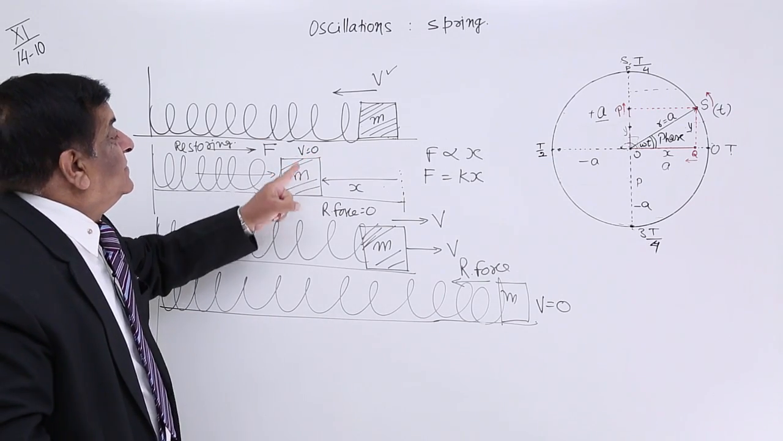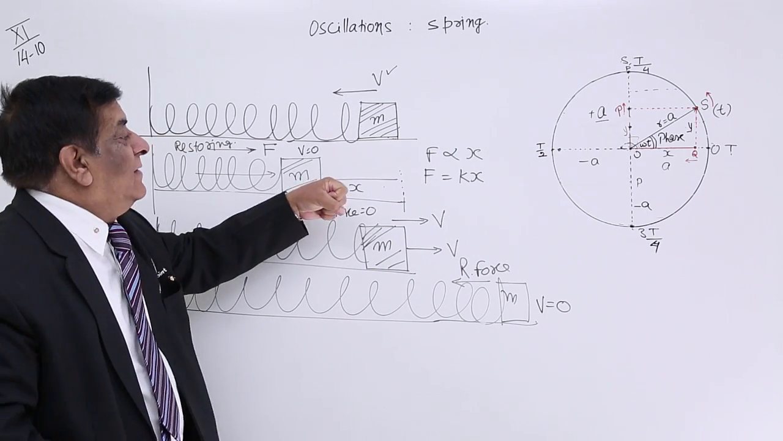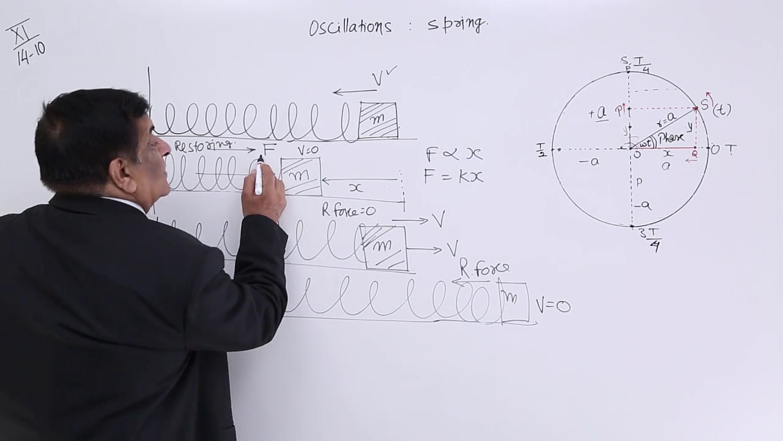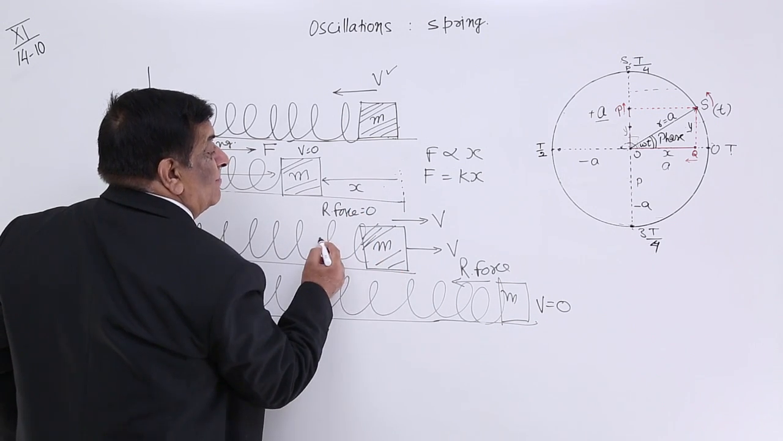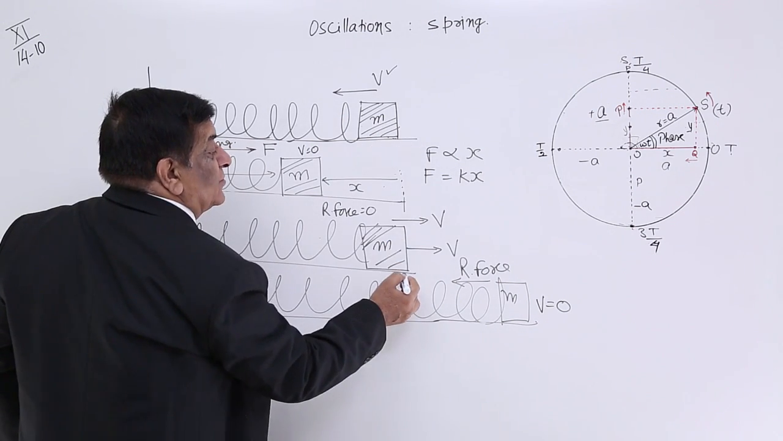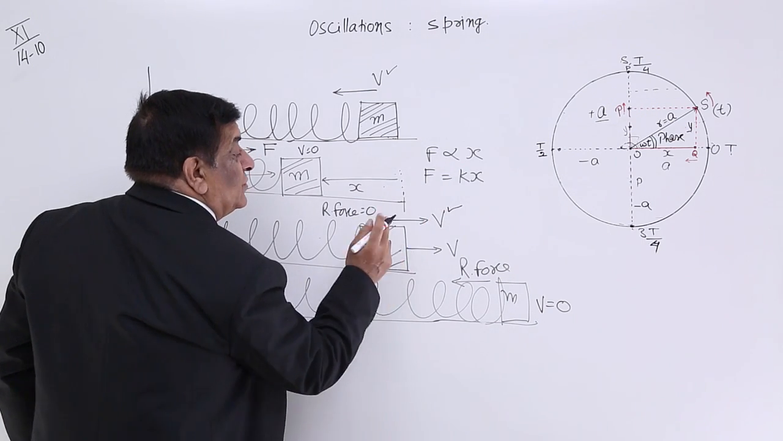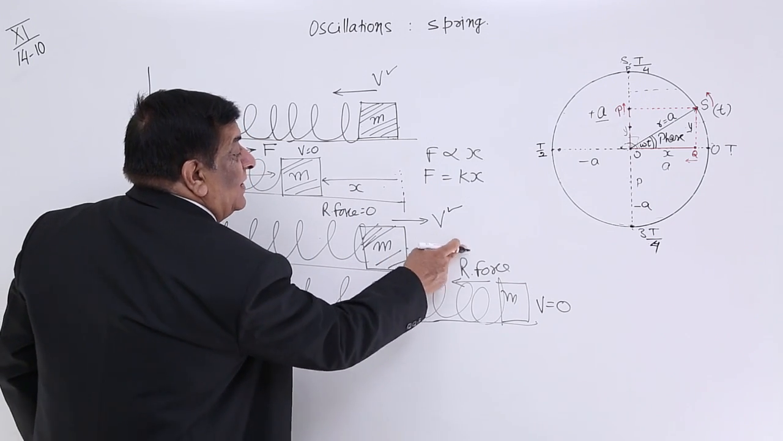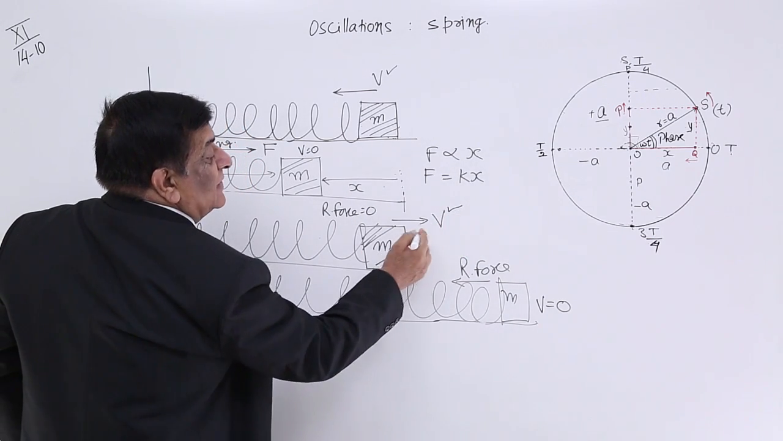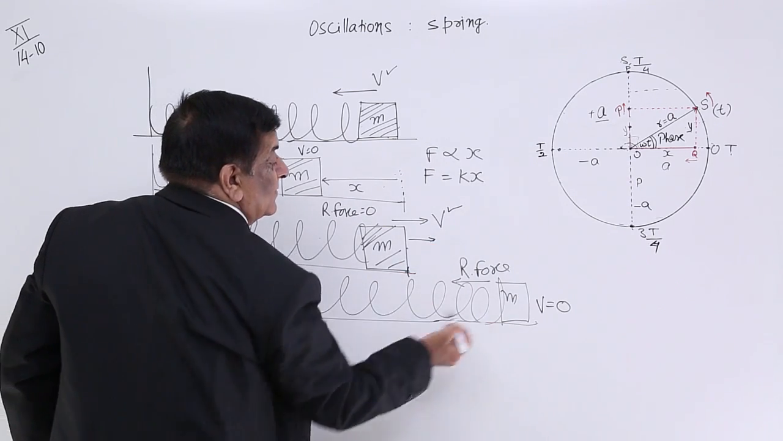Even when the velocity has become 0, the force is still working and this force pushes it back. Because of the force, it is accelerated and comes back. By the time it comes to its original position, it has developed a certain velocity. Now, due to inertia of velocity, it does not stop here and overshoots this position. When it overshoots this position, it goes here.